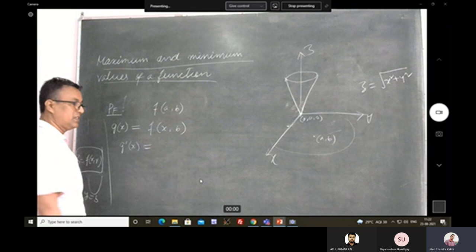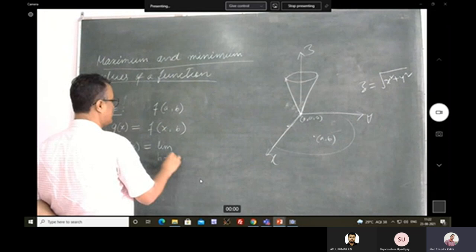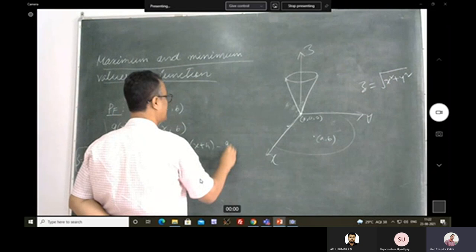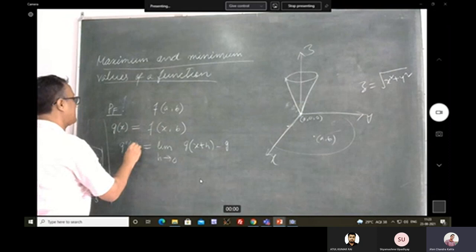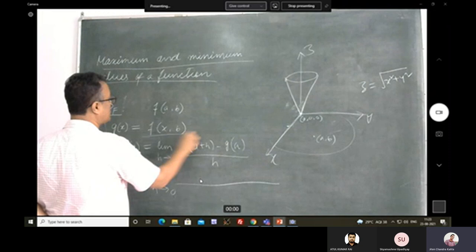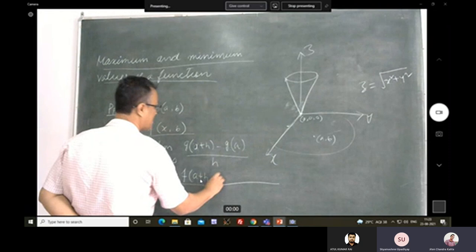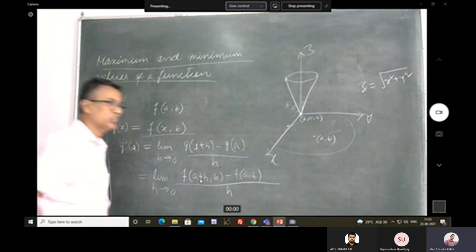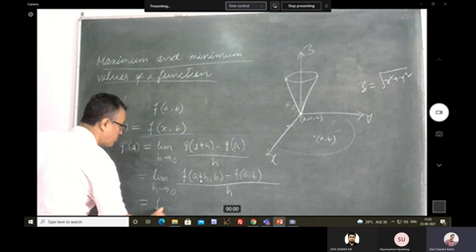Now if you consider the derivative of this function, then this is simply the limit as h tends to 0 of g of (a plus h) minus g of a, divided by h. If I compare with this, this is going to be the limit as h tends to 0 of f of (a plus h, b) minus f of (a, b), divided by h. And what is this? This is simply the partial derivative of f with respect to x at that point.